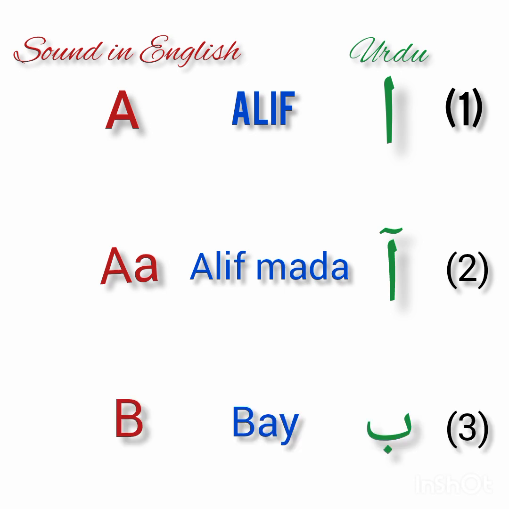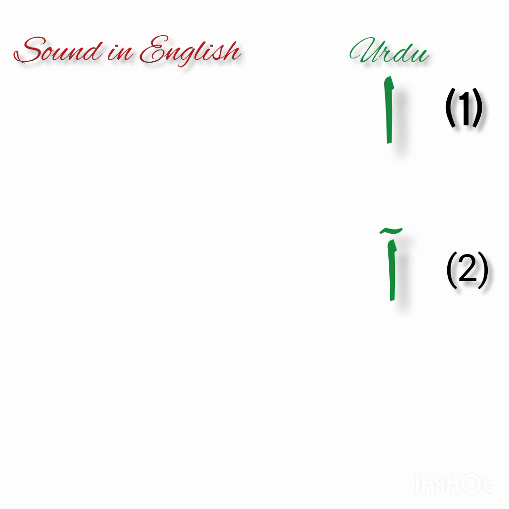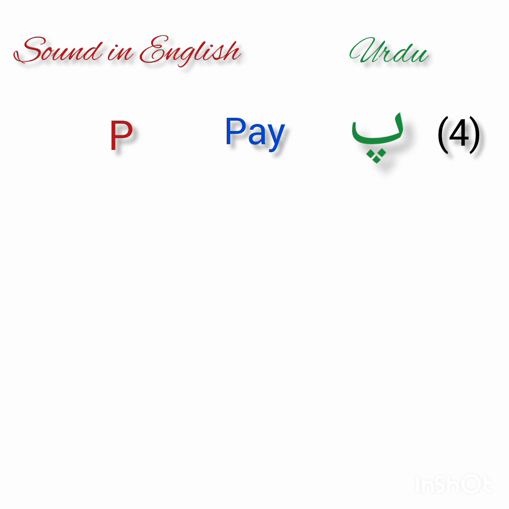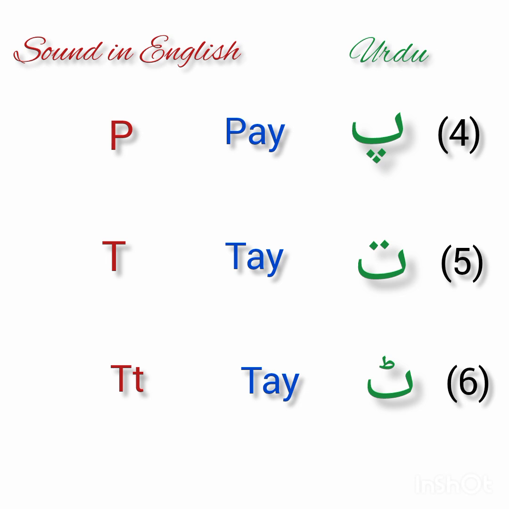B. It sounds in English B. P. It sounds in English P. T. It sounds in English T. T. It sounds in English also T. The first one is soft T and the second one is heavy T.